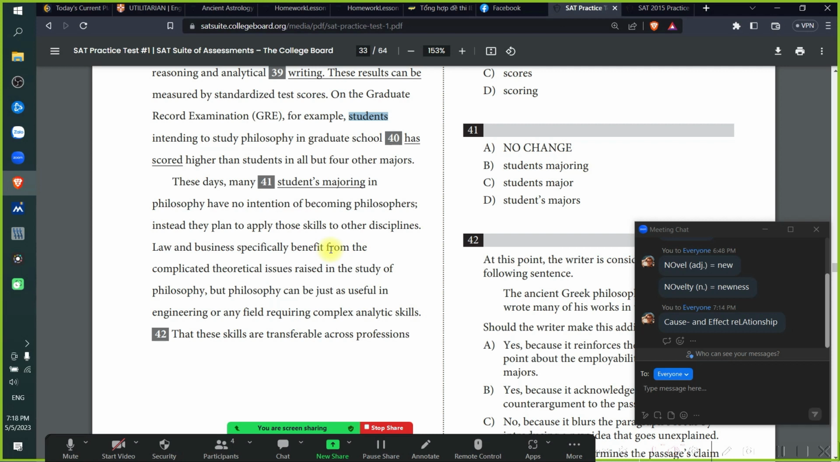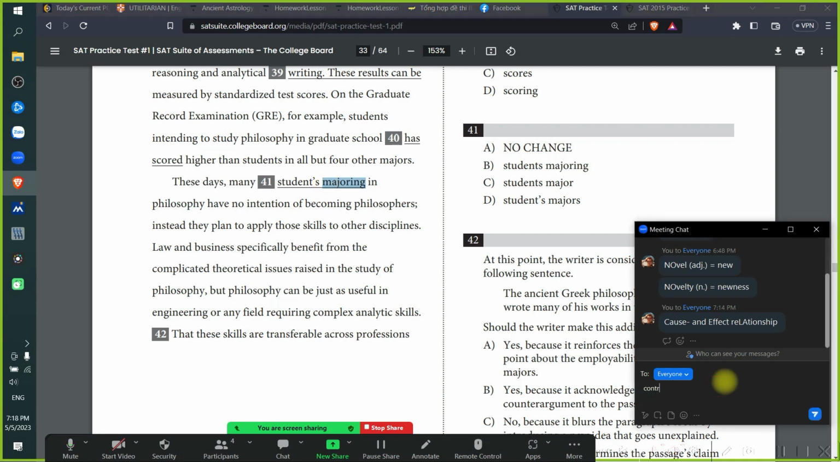B. Students majoring. Many students majoring in philosophy. So this is the main verb of this sentence. Đây là cái động từ chính của cái câu nè. So it means that this part is a subject. Nguyên cái đống này nó sẽ là chủ ngữ. So here this part should act like a relative clause, contracted relative clause. Mệnh đề quan hệ rút gọn được không? Chính xác. Mệnh đề quan hệ rút gọn đó. Contracted relative clause. So many students majoring in philosophy. Okay.